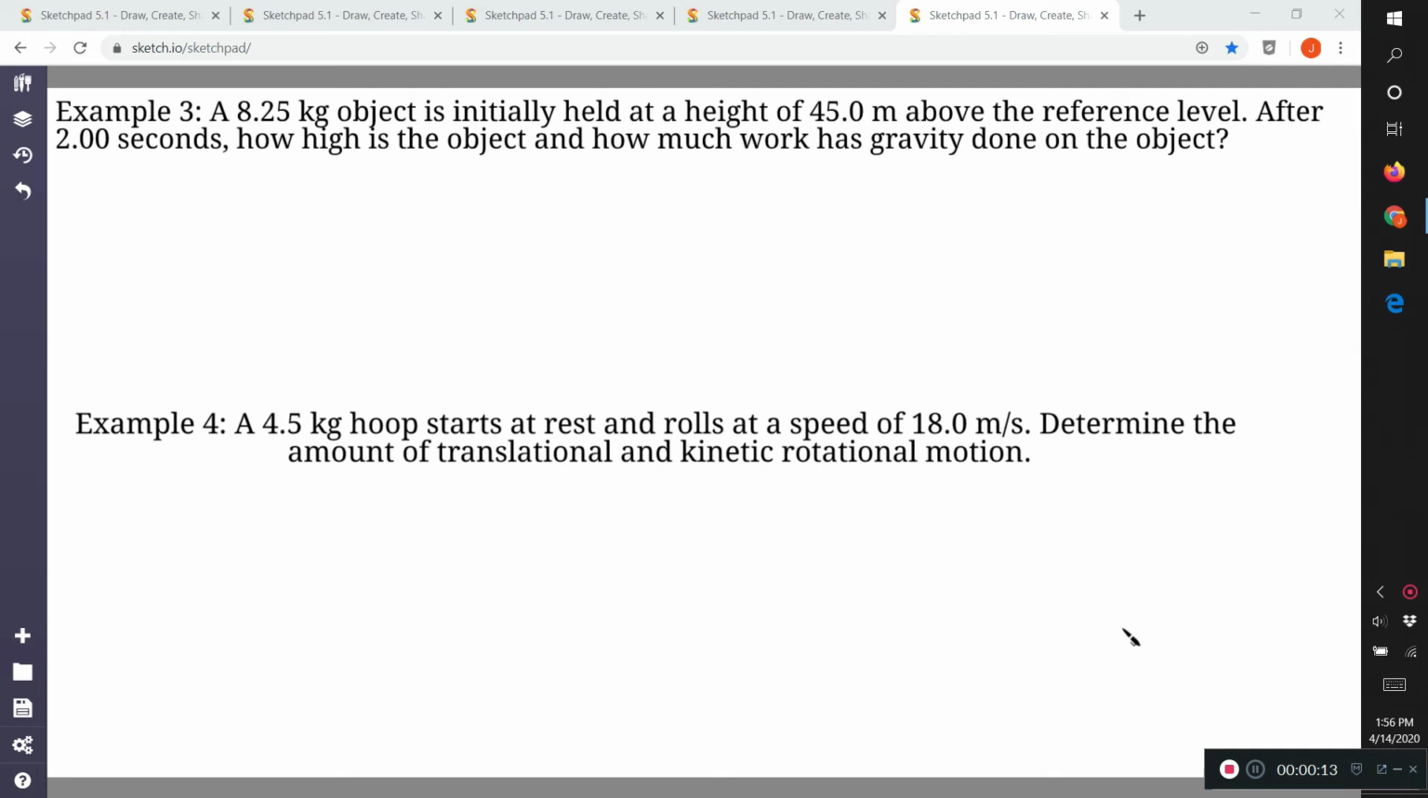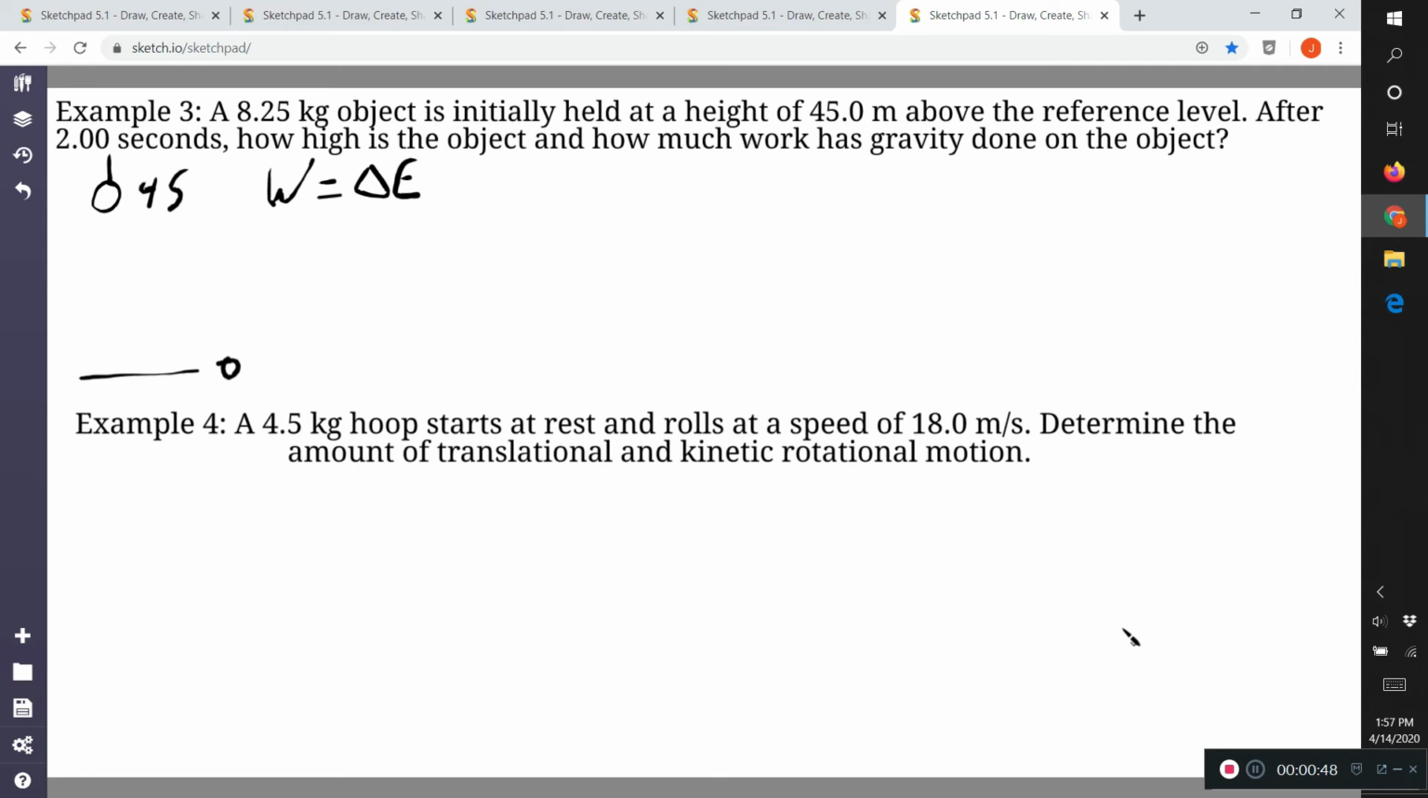So it's initially held at a height of 45 above our reference level. We'll call the ground or reference level 0. After 2 seconds, how high is the object and how much work has gravity done on the object? So we have to figure out, if we're looking for work that is equivalent to our change in energy, so we need to figure out the amount of gravitational potential energy at the beginning, and then the amount of gravitational potential energy after 2 seconds.